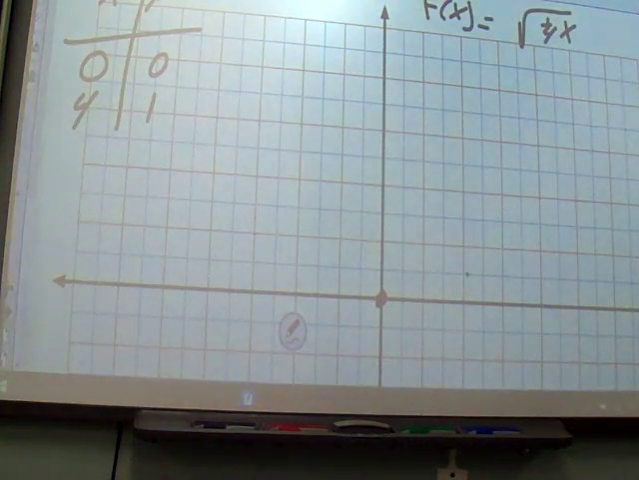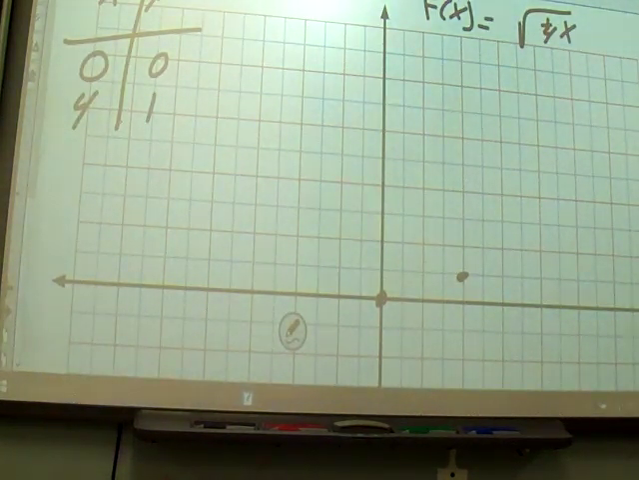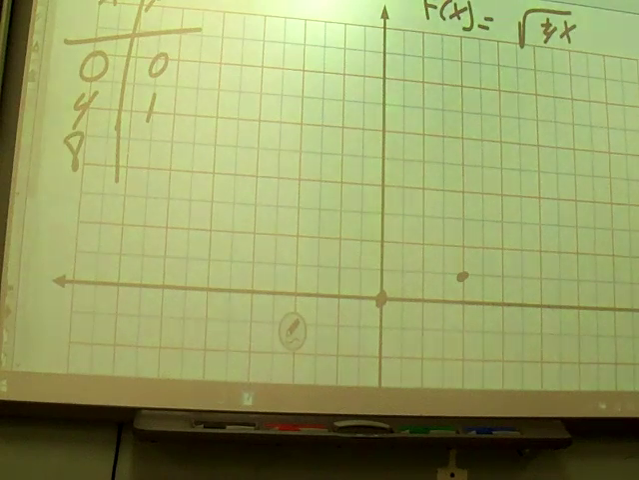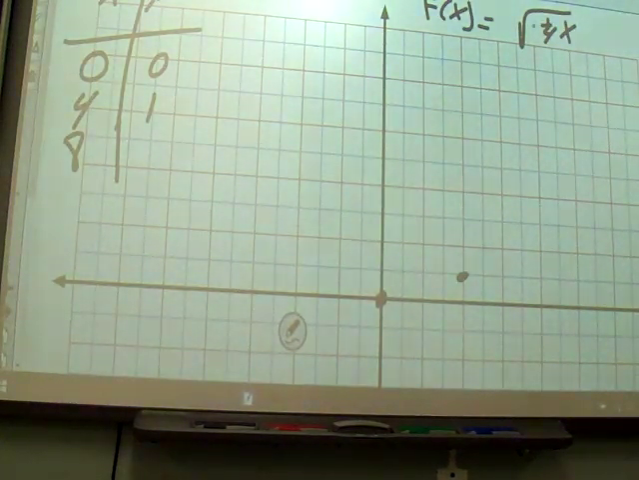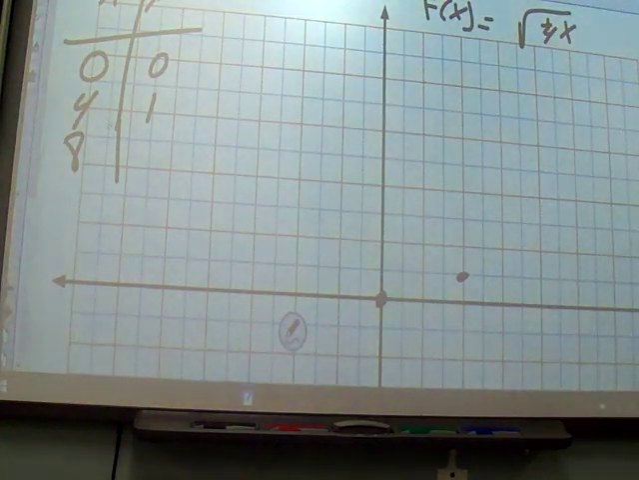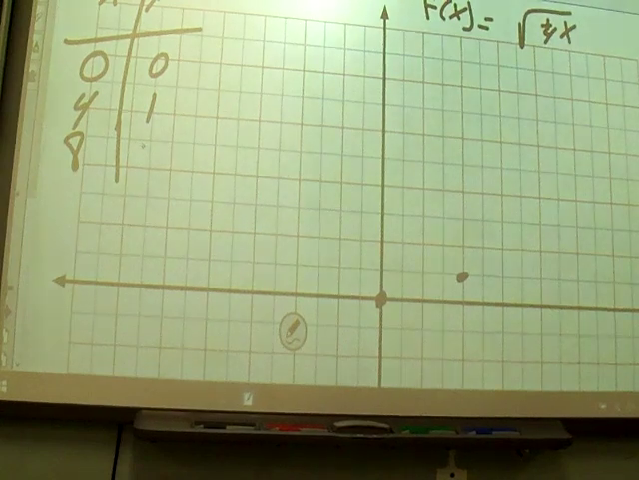1/4 times 8 is 2. Square root of 2, that's not going to be a whole number, obviously. Go ahead and hit square root of 2 on your calculator and give me a decimal approximation.